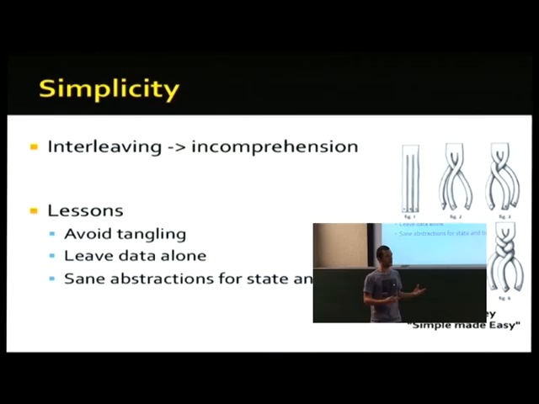So some of the lessons he came up with, the ones I'm really pulling from, are first of all, trying to avoid this tangling, trying to keep things independent and separate. Another thing is to leave data alone. So often we wrap data behind interfaces where you have to call a bunch of methods or functions in order to access the data and modify it. That also is a barrier to putting things together because you need a new API if you want to use a different system.